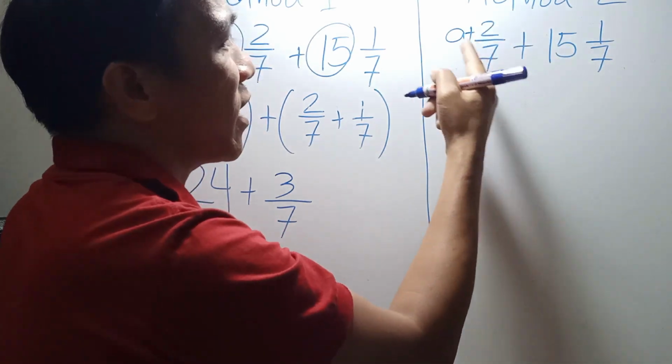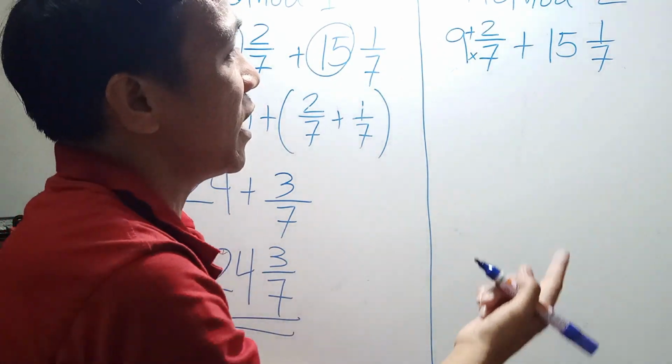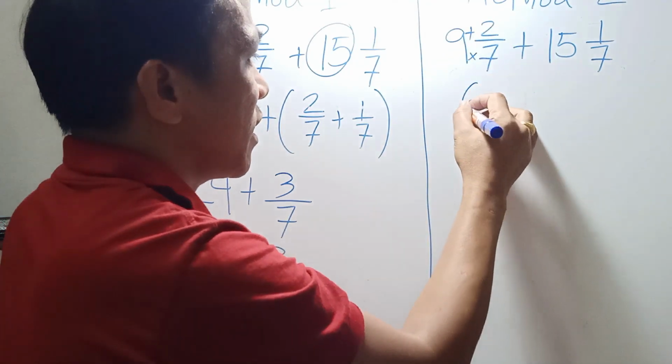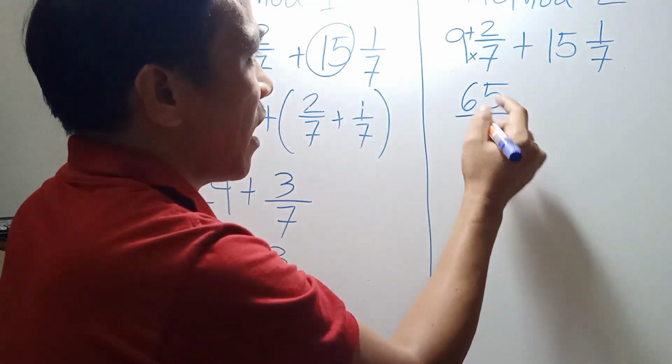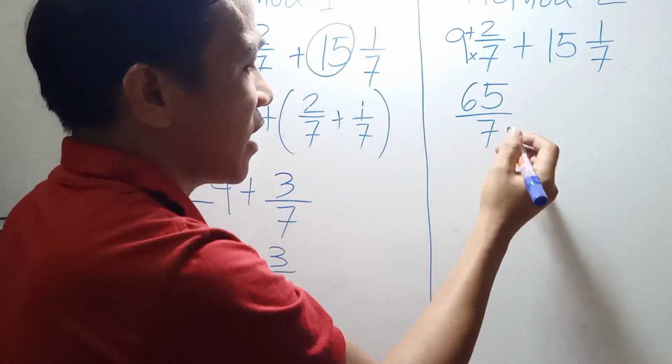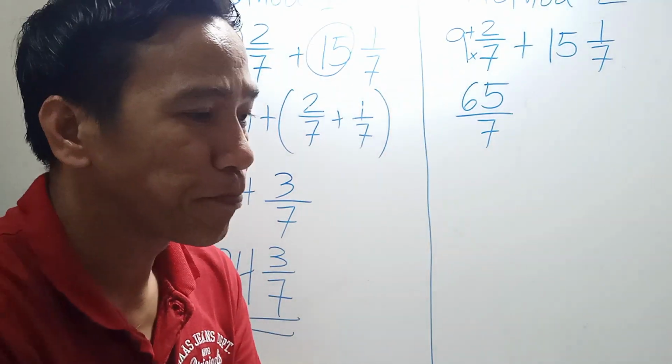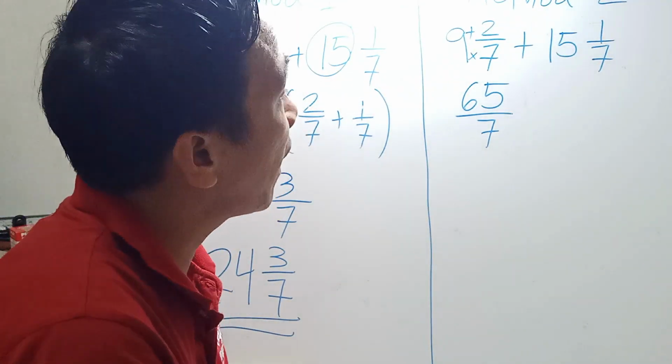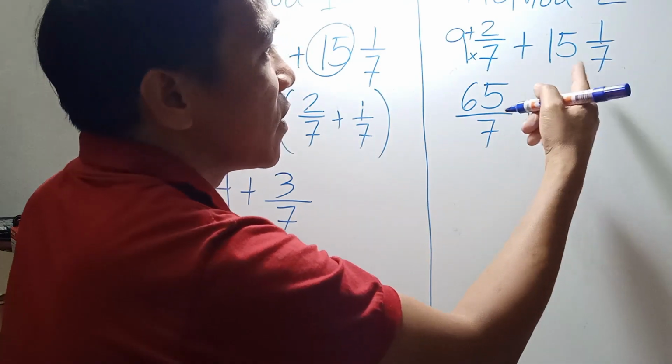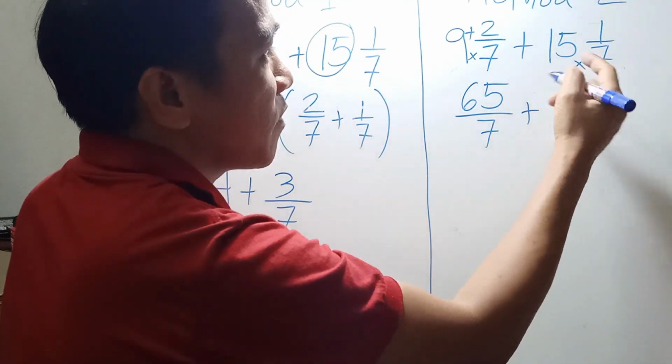Okay? So 7 times 9 is 63 plus 2 is 65. Copy the denominator, which is 7. Right? And then plus, so 7 times 15.